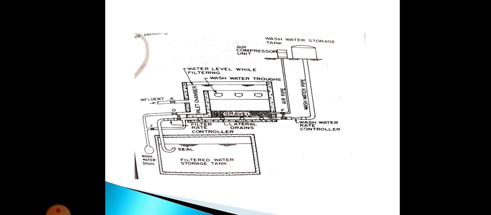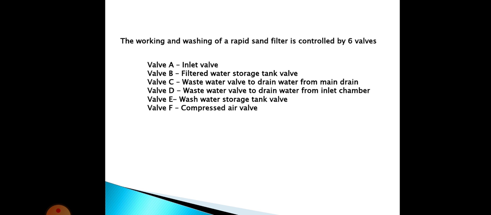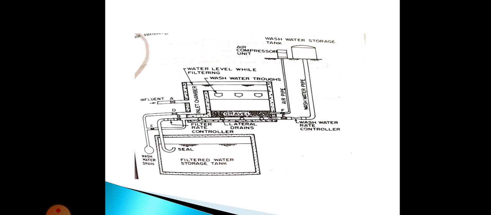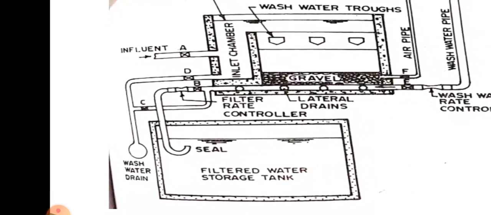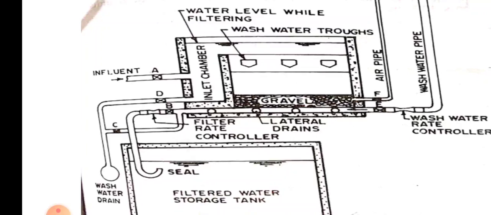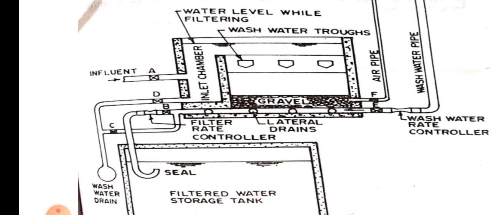Now, coming to the working of a rapid sand filter. The working as well as the washing of a rapid sand filter unit are controlled by 6 valves. So, there are 6 valves which control the whole process of the working as well as the backwashing of a rapid sand filter. Like you see in the figure here, they are designated as valve A, B, C, D, E and F.